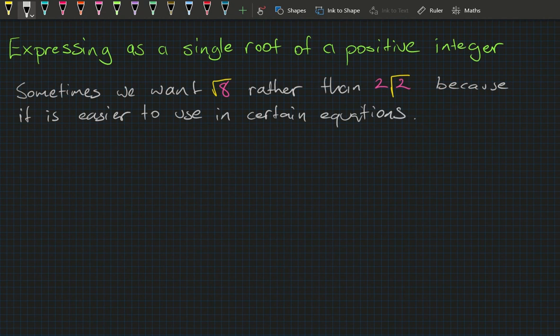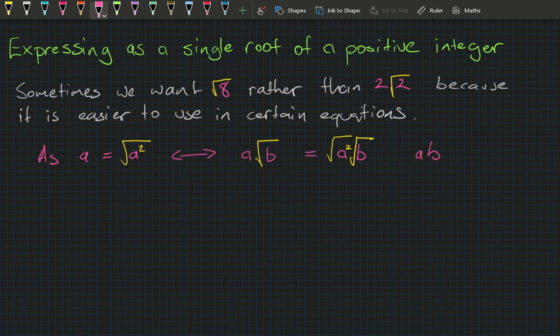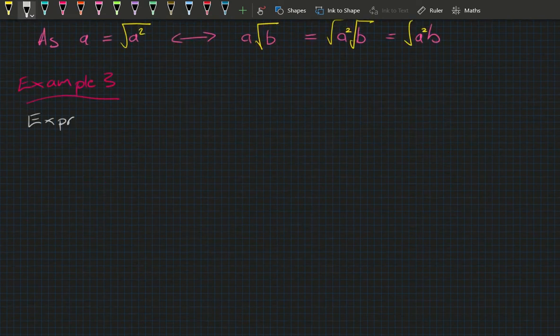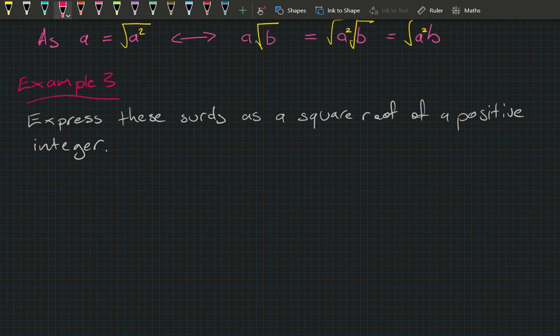So using law 4 again, we just need to recall that as a is equal to the square root of a squared, then a times the square root of b is equal to the square root of a squared times the square root of b, which is equal to the square root of a squared times b. So this is just basically expressing law 4 in the opposite direction than we did in the last section. Anyhow, let's go straight on to example 3, where we're going to express the following surds as a square root of a positive integer.